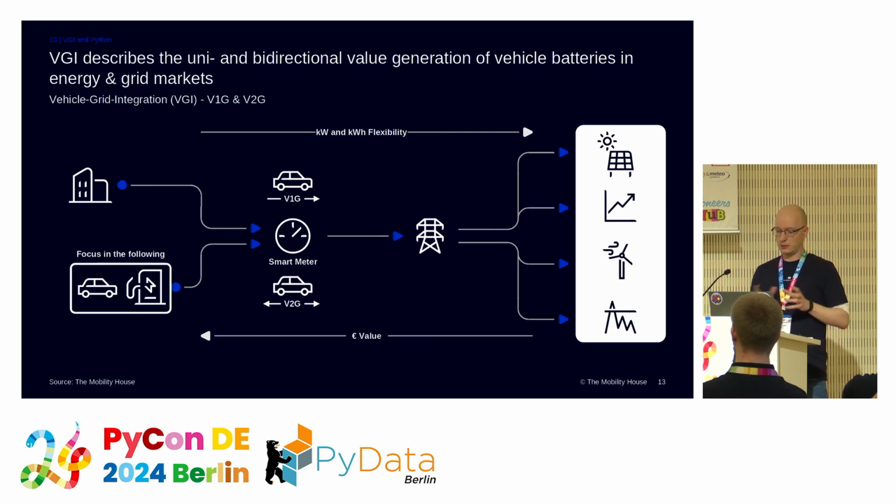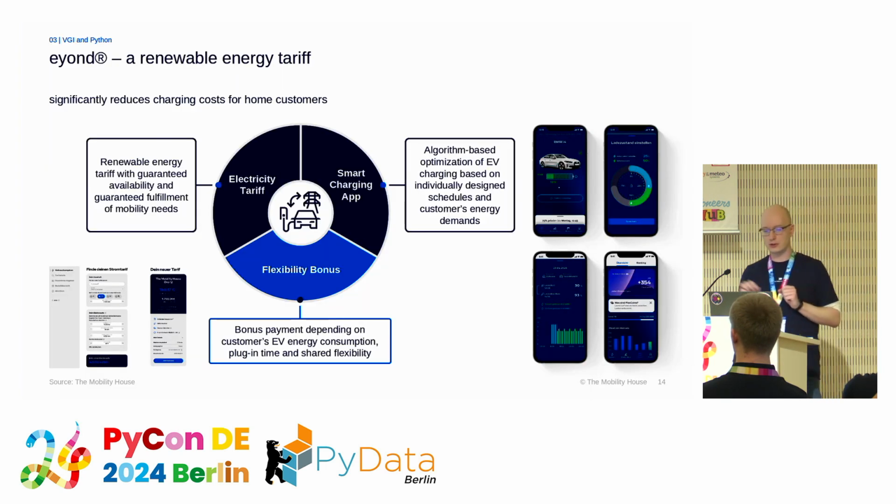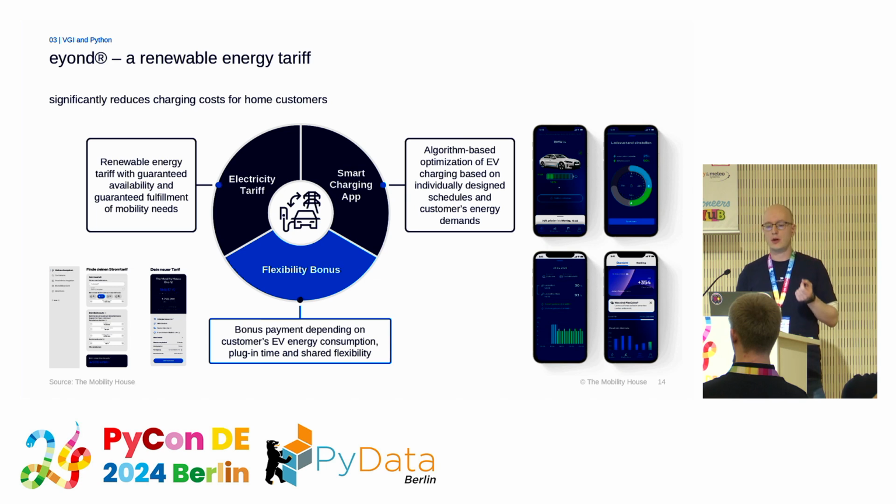In the following slides, we will now focus on the charging of the electric vehicle using EON, which is a renewable energy tariff. And we make sure within the app and within our algorithm to guarantee your mobility needs. So that's our primary objective, to fulfill mobility needs. Not to just act on the grid, that's a very nice side effect, but your mobility needs come first.